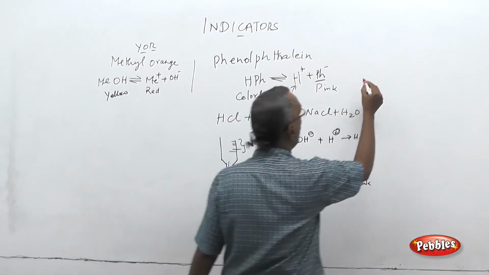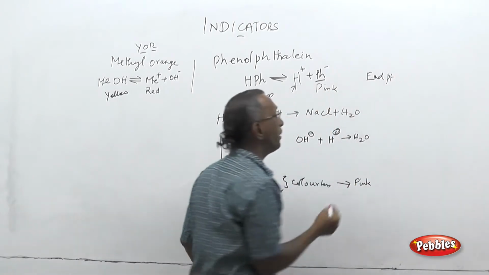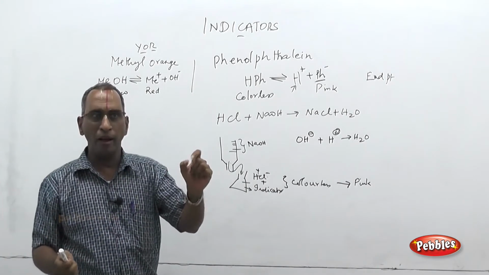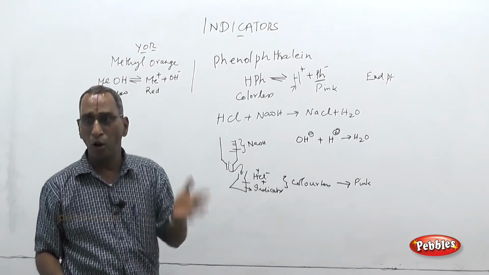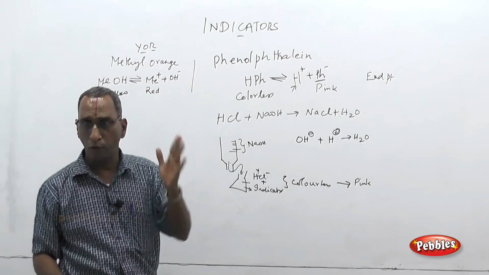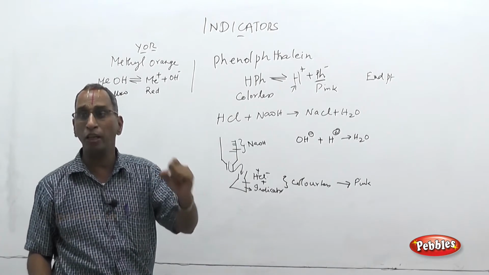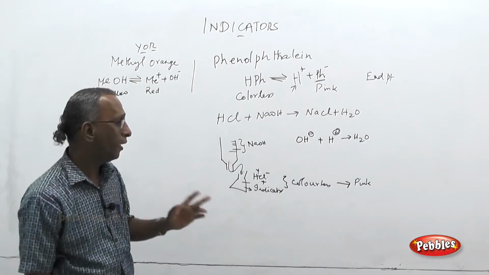In these cases, we use a term you are aware of. What is meant by end point? The end point is the instant at which there is a color change. Colorless to pink, yellow to red, whatever be the case, from one color to another color. The point at which the color of the system changes is called the end point.